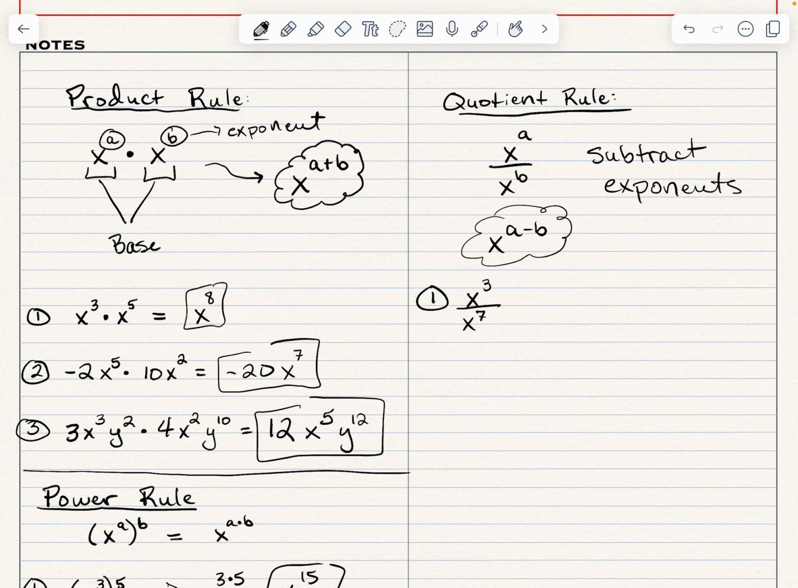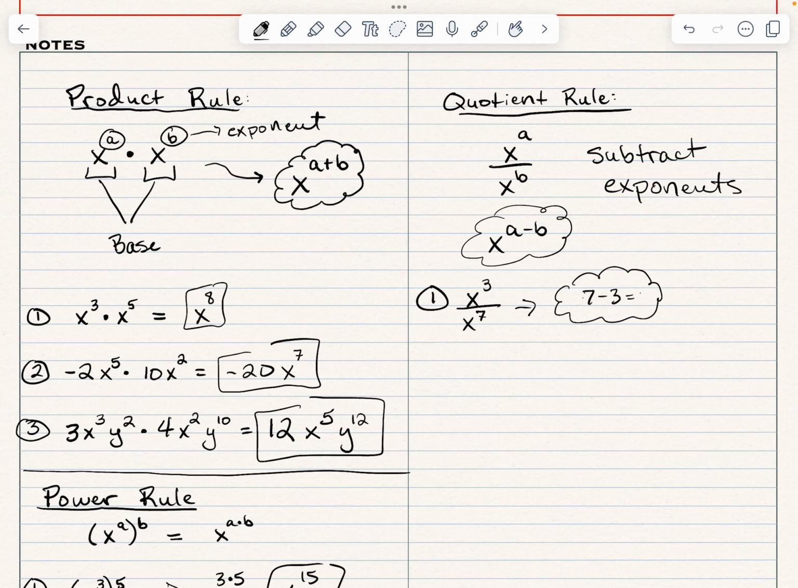Okay, x to the third over x to the seventh. And this is going to prove that point that I was just talking about. So we're going to subtract our exponents, right? We're going to subtract those. But I would like to start with whatever has more. Which one is more, 7 or 3? It's going to be the 7, right? So 7 is bigger than the 3. So we're going to start with that.